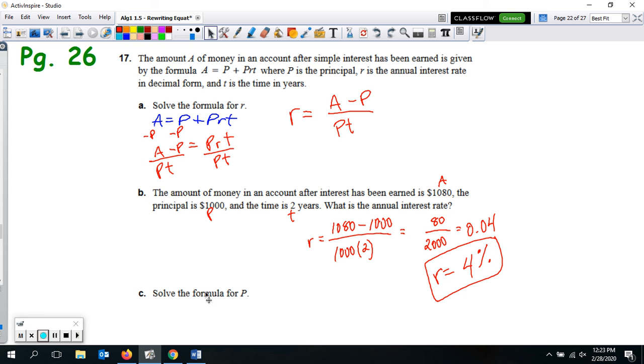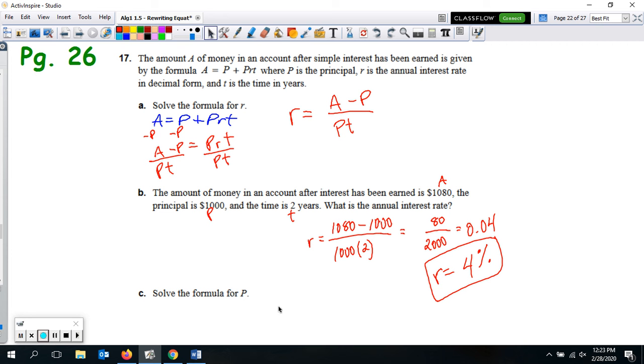And the last one here says on C, solve the formula for P. So if I come back up here to my original one, and I wanted to solve for P, A equals P plus PRT, I'll go ahead and have you solve that for P. Just like you solved for R here, now you're going to solve this blue one here for P. So go ahead and pause the video, do that, and then check your answer.